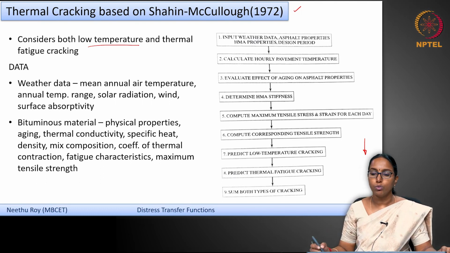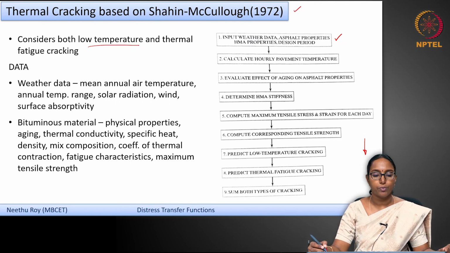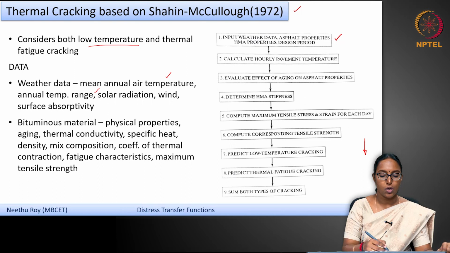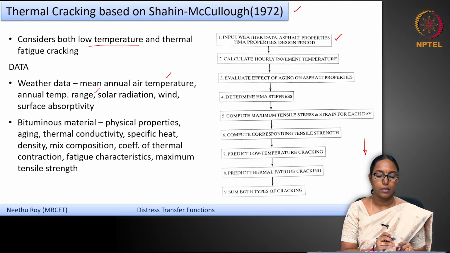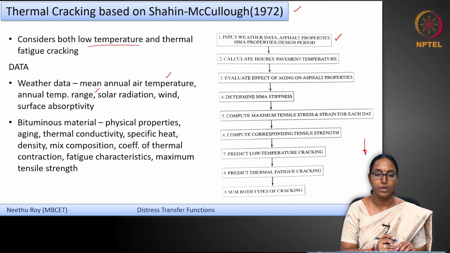First of all, you have to give the input data. Input data includes weather data, the material properties, the HMA properties, and the design period. When I say weather data, any data that contributes to the thermal behavior of the material is needed for this analysis, which includes the mean annual air temperature, the annual temperature range, the solar radiation, the wind, the surface absorptivity, and all those weather data have to be input to capture how the weather or the temperature changes.